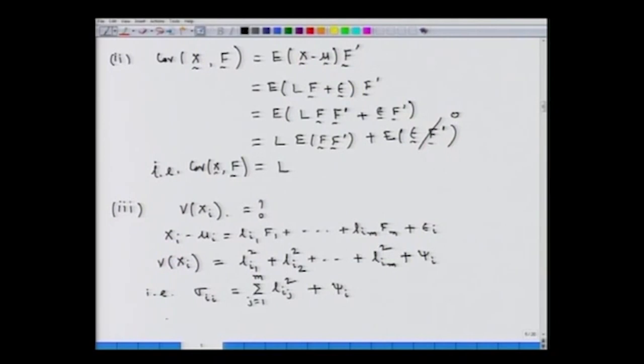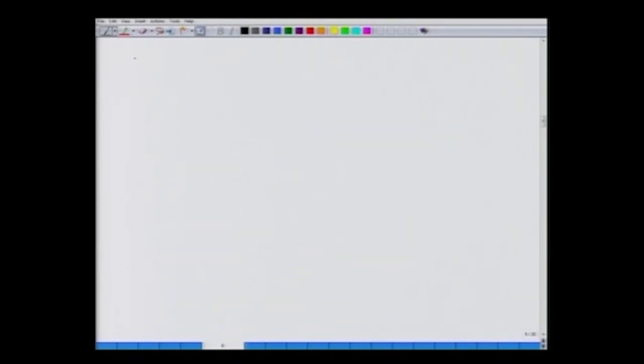Now, it is written in the following way, because there is a special name attached to the first quantity on the right hand side. Let us write that as hi square, plus psi i. It is customary to call this hi square the ith communality. So, this hi square is the summation of Lij square, summation from j equal to 1 to m. This is termed the ith communality.